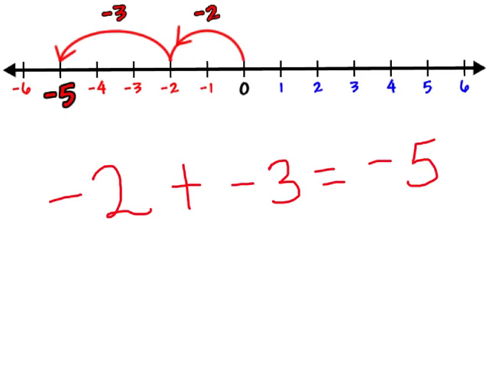In this example, we have 2 negatives, so we're going to be adding. In other words, we're going the same way both times on the number line. We're not going opposite directions. So we start at 0, we go 2 to the left, that's -2, and then 3 more to the left, -3, and we're going to end up at -5. So we've added 2 and 3, and they were both negative, so like signs, our answer is going to be negative, and when we add 2 and 3, we get 5.